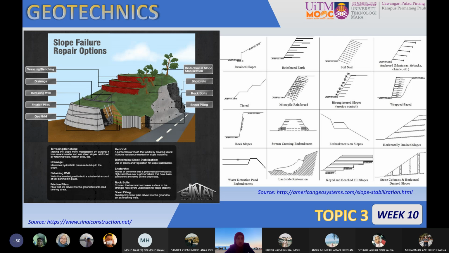And the next one is using the biostabilization technique, and you can also spray shotcrete on the slope face. And the last one is using sheet piling. So at the bottom here indicates the purpose of using each method, such as if you are using terracing or benching, it is making the slope more manageable by dividing it into several smaller and less steep slopes reinforced by retaining walls such as friction piles.